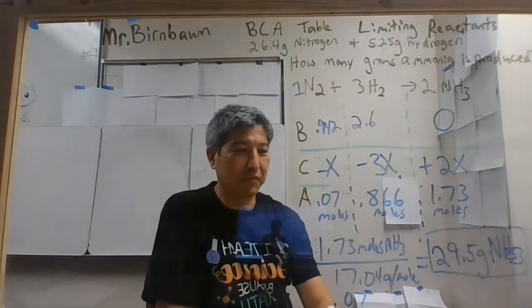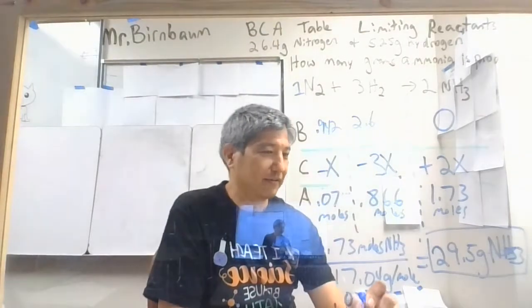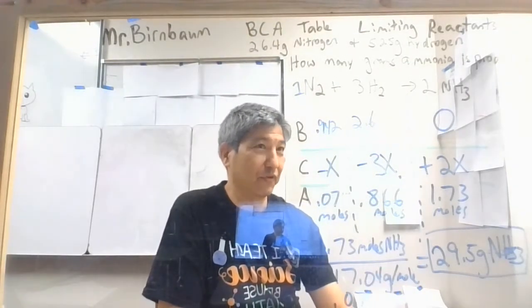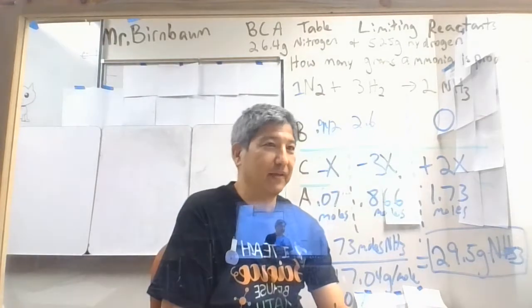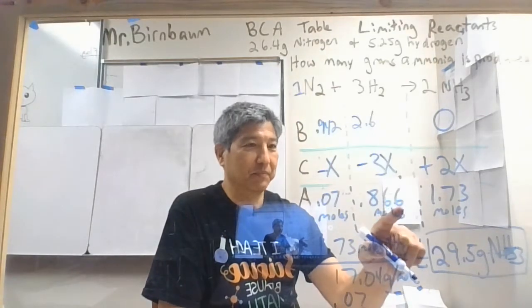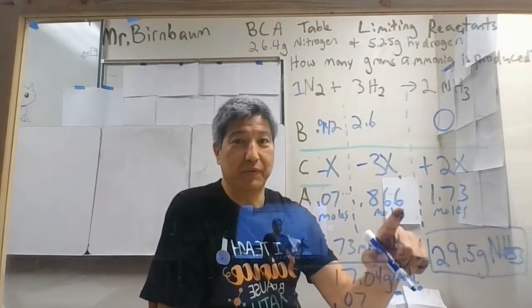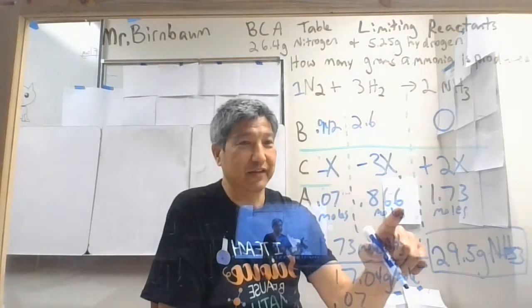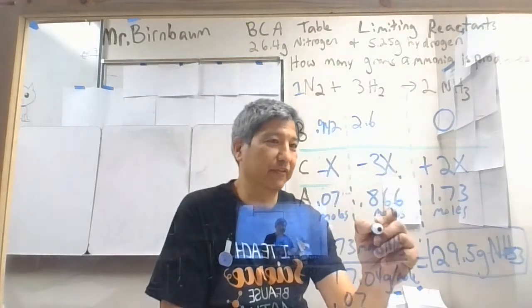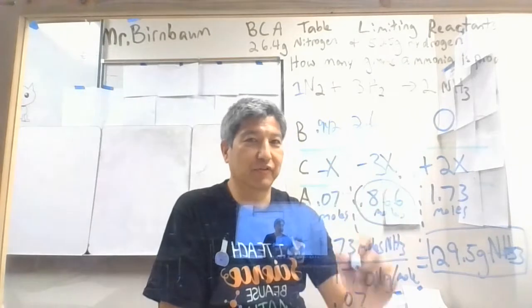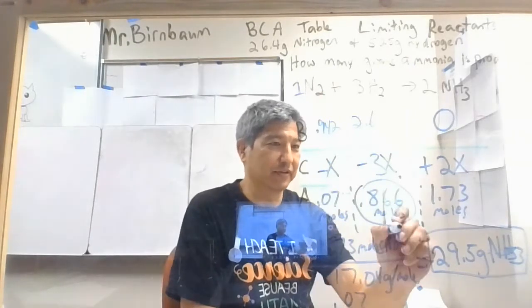So it would take 0.21 for the H2. And so if we look at our H2, we don't have 0.21, we have less than it. So we're going to be running out of this one. So this is going to be our limiting reagent.